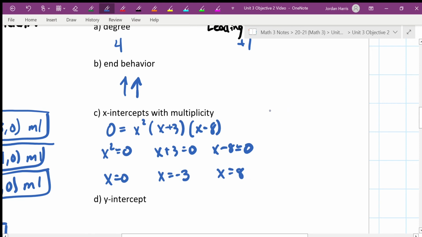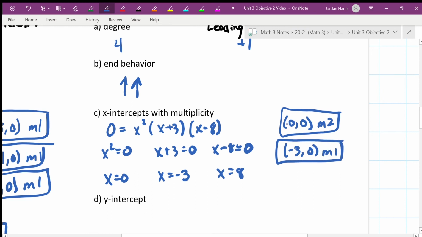With multiplicities, don't forget that. So my first point is actually 0, 0, but it has a multiplicity of 2. Then I have negative 3, 0 with a multiplicity of 1. It only occurs one time. This one's 2 because it occurs twice. X is squared. This one is to the 1st power, so it only occurs once. And then 8, 0, which also has a multiplicity of 1 because it only occurs once.